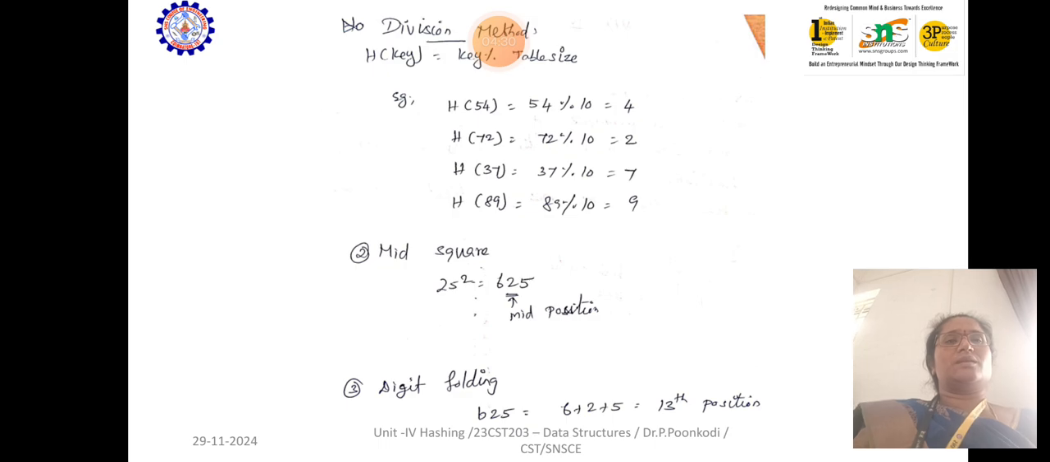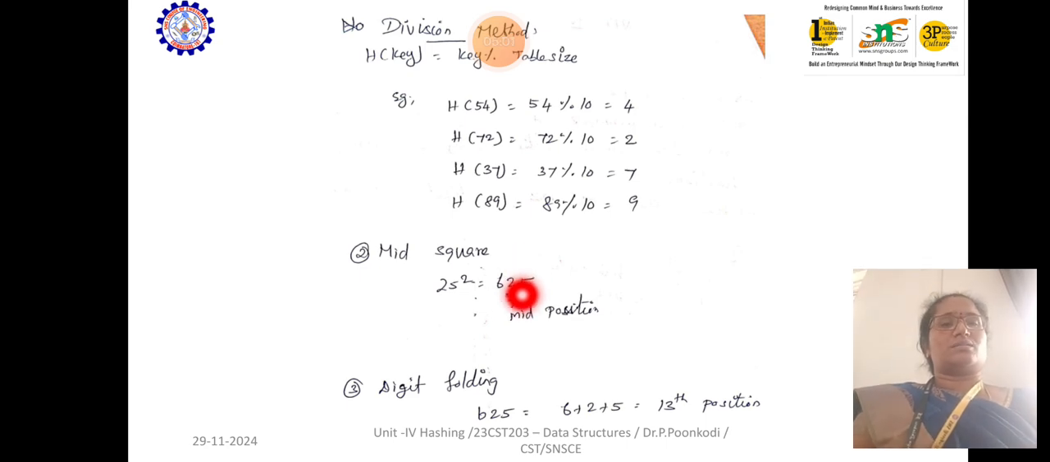The first one is the division method. In this division method, the key value will be given, and the value will be stored at the remainder position. The next one is the mid square. In mid square, we have to square the element value, and if we square that particular element, we will get some 3-digit number. The middle digit of this 3-digit number will be considered as the index, and the value will get stored at that index.